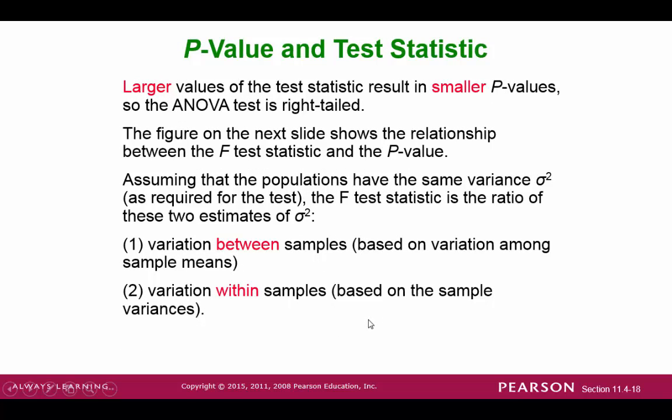So let's focus on the p-value and test statistics. Large values for the test statistic will result in smaller p-values. That's very similar to the chi-square test. So when we have a small p-value, we reject the null hypothesis.